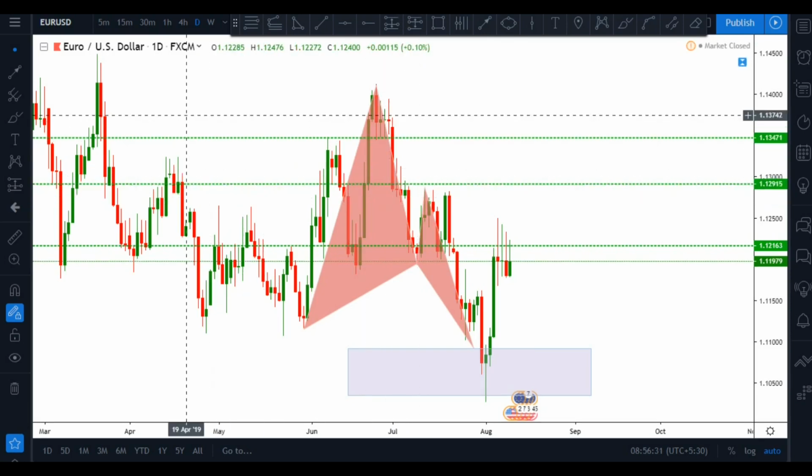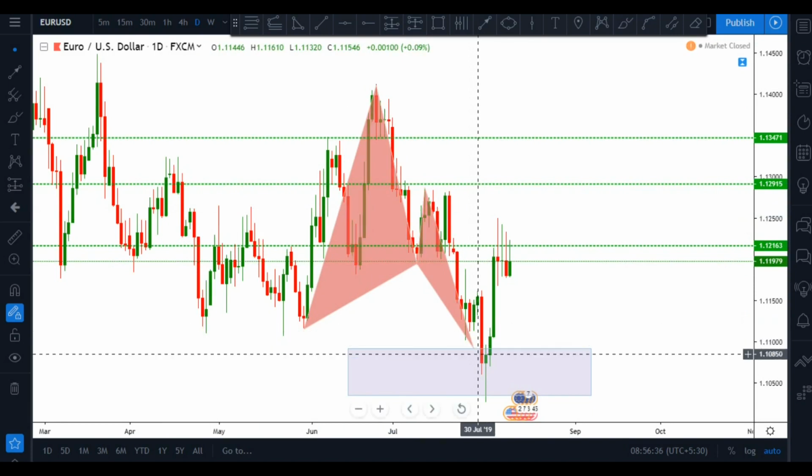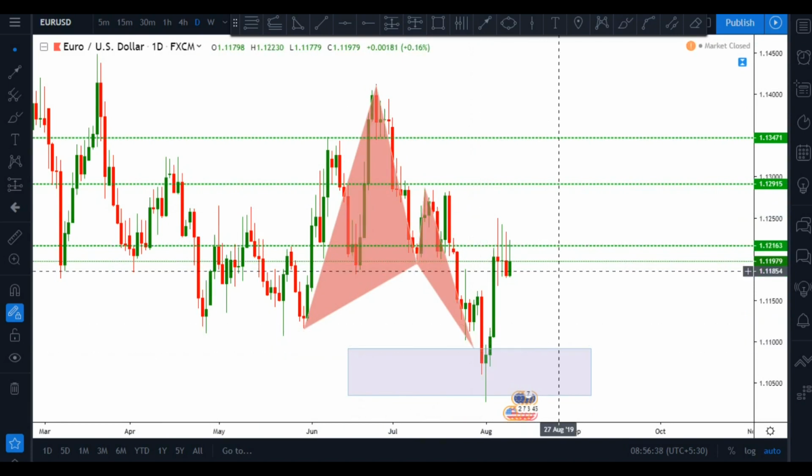Let's move on to our next analysis, which is on euro dollar, and this is a butterfly pattern that I have pointed out last week on euro dollar. So we would have adjusted targets for this trade.